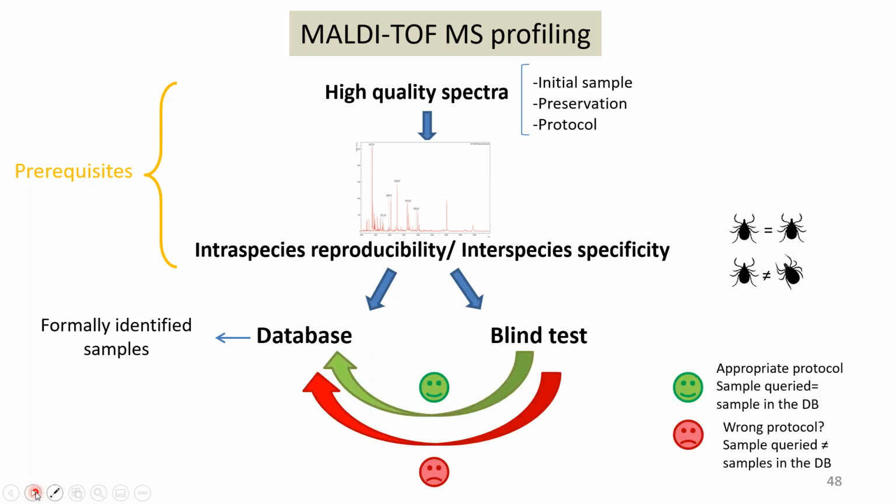And you can have two outcomes. Your samples are successfully identified, which means that you have developed a protocol that allows you to generate reference spectra that help you identify similar species and similar samples. Or you can have a negative outcome and your sample gives you unsatisfactory log scores. This can be either because your protocol wasn't suitable and doesn't allow you to generate reliable reference spectra, or simply because the samples you queried have no counterpart in the database.